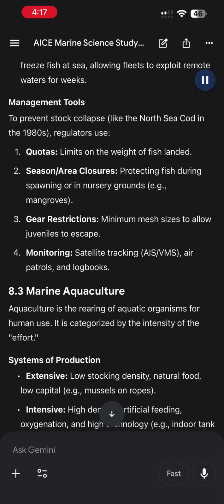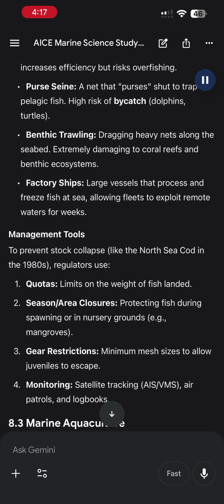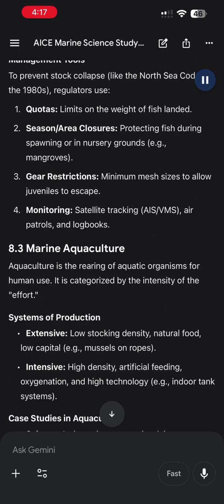Management tools. To prevent stock collapse, like the North Sea cod in the 1980s, regulators use: 1. Quotas, limits on the weight of fish landed. 2. Season/area closures, protecting fish during spawning or in nursery grounds, e.g., mangroves. 3. Gear restrictions, minimum mesh sizes to allow juveniles to escape. 4. Monitoring, satellite tracking, AIS/VMS, air patrols and logbooks.